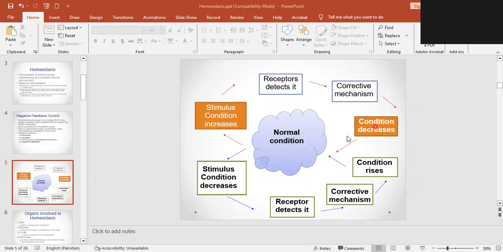condition decreases back to the normal temperature. Or the condition rises, increases. What if it decreases? The receptor detects it, corrective mechanism, and the condition rises back to the normal conditions. This is the homeostasis, and homeostasis is achieved or monitored by negative feedback control.